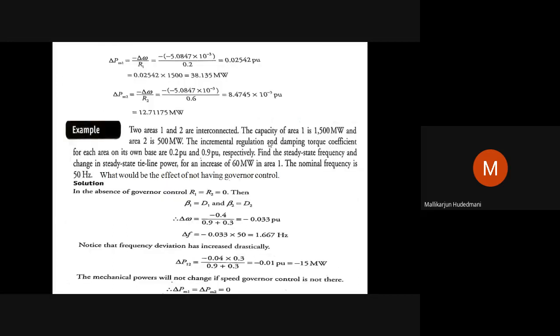Let us make one more problem. Let us change the area 2 load alone. It will be easier for us to work it out.